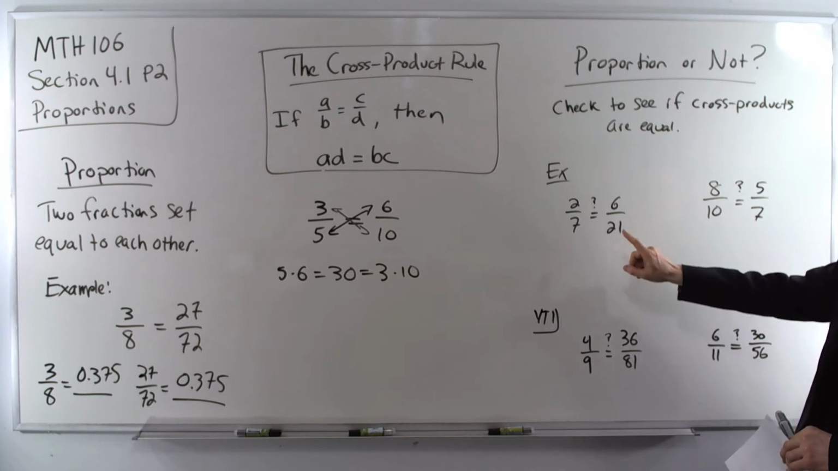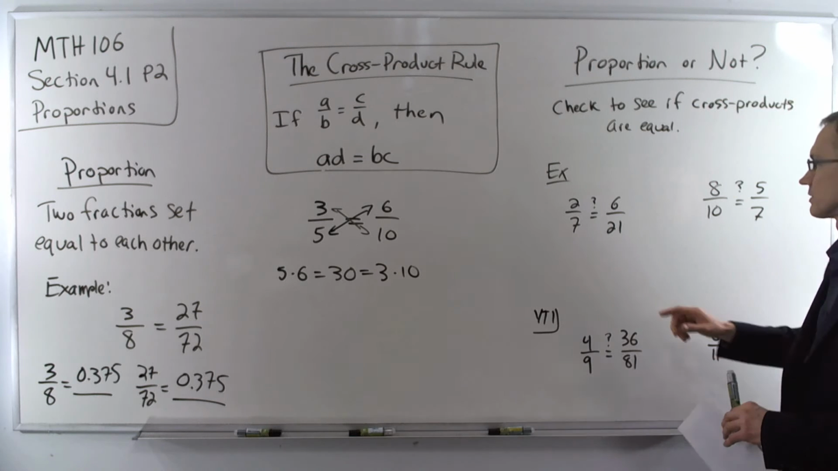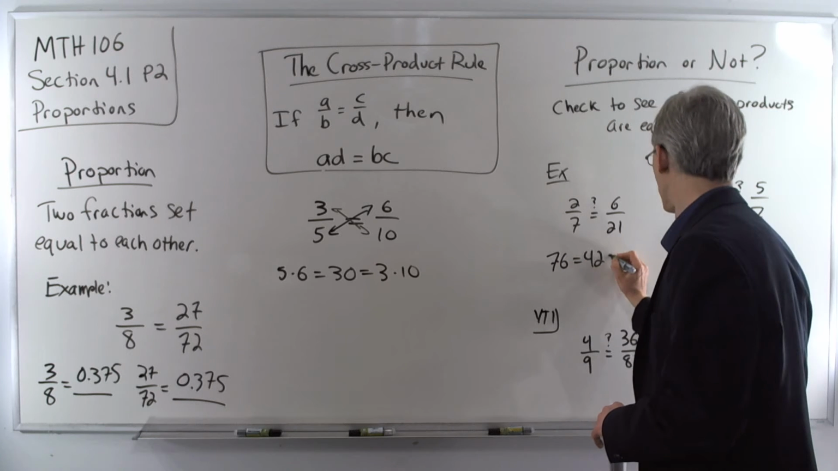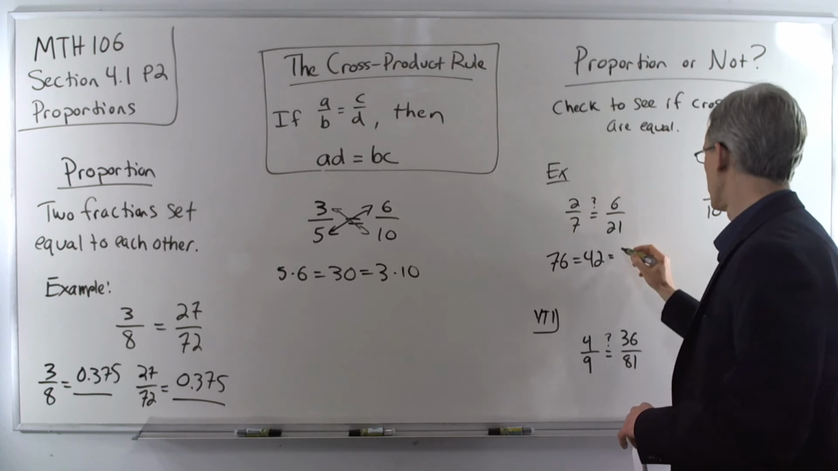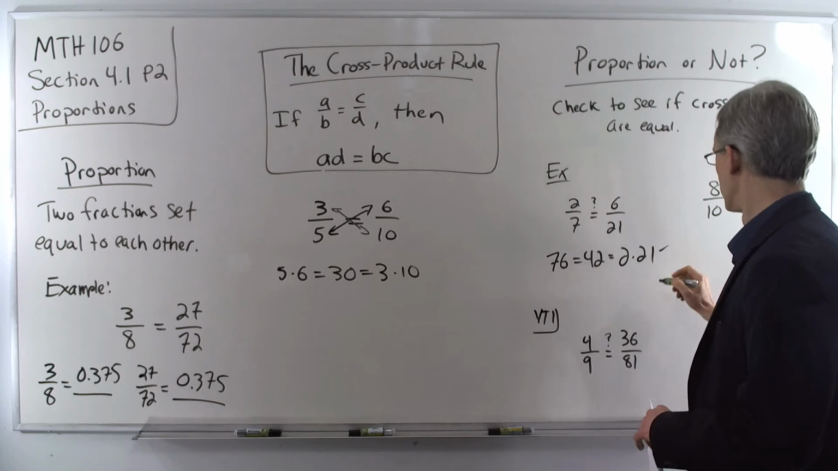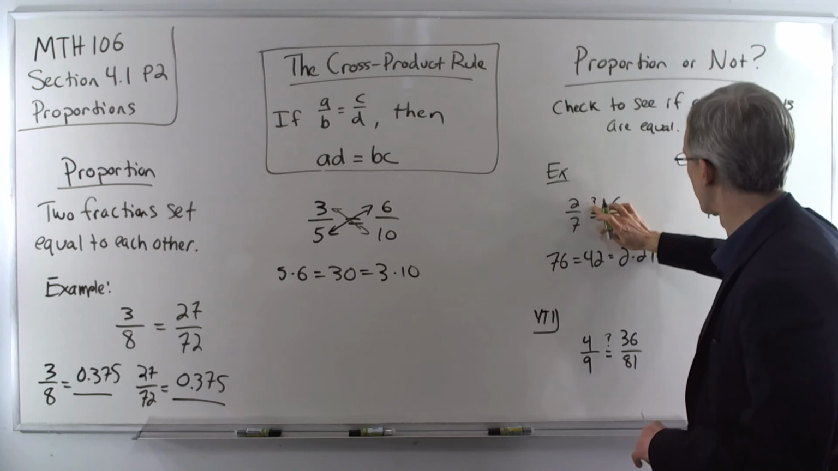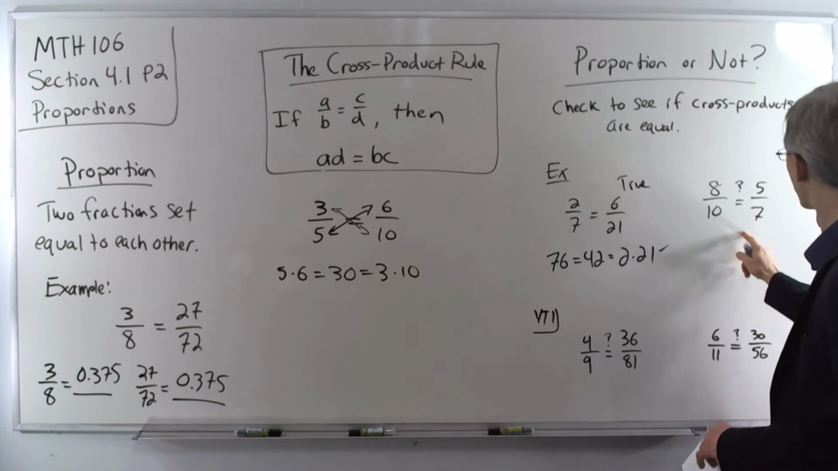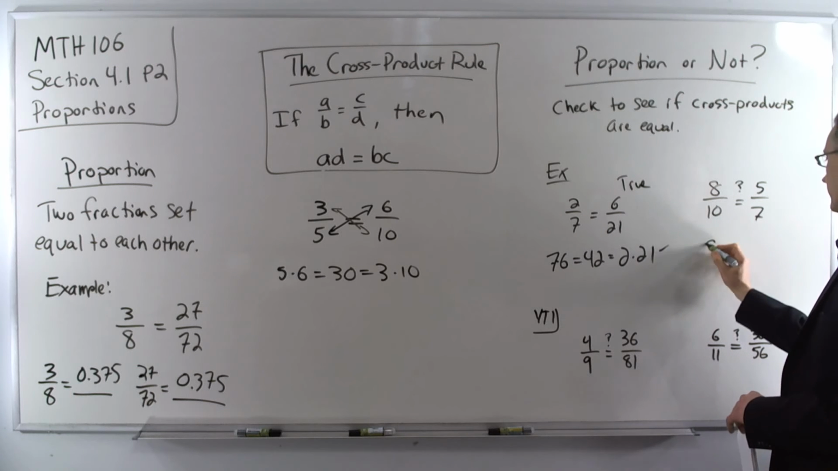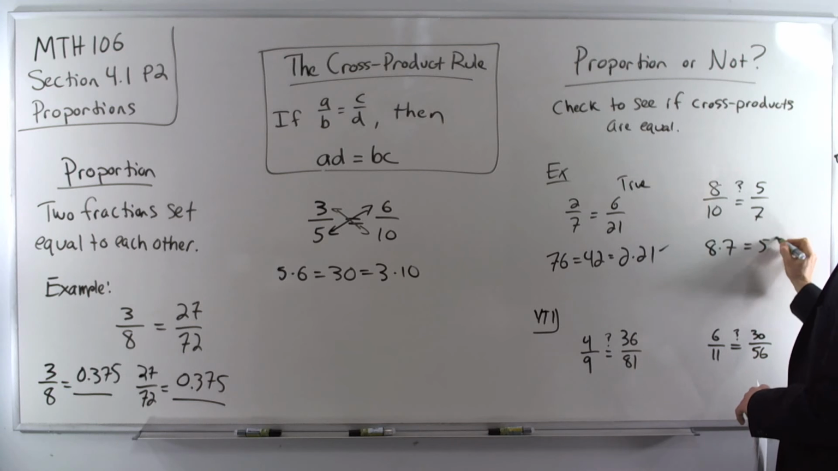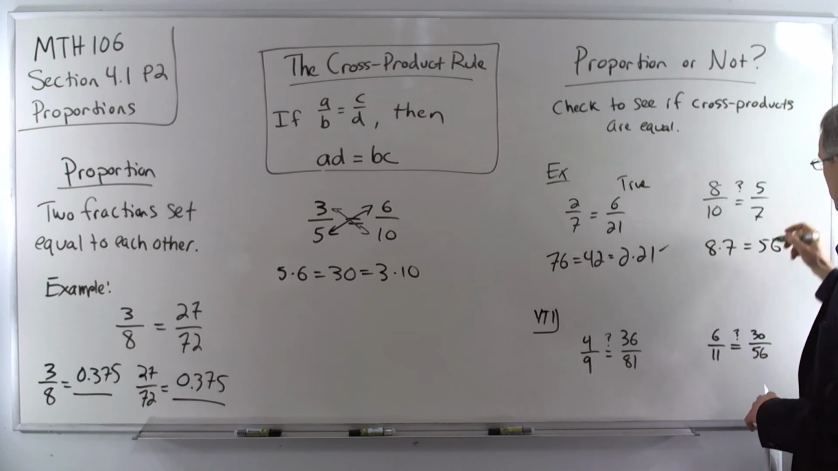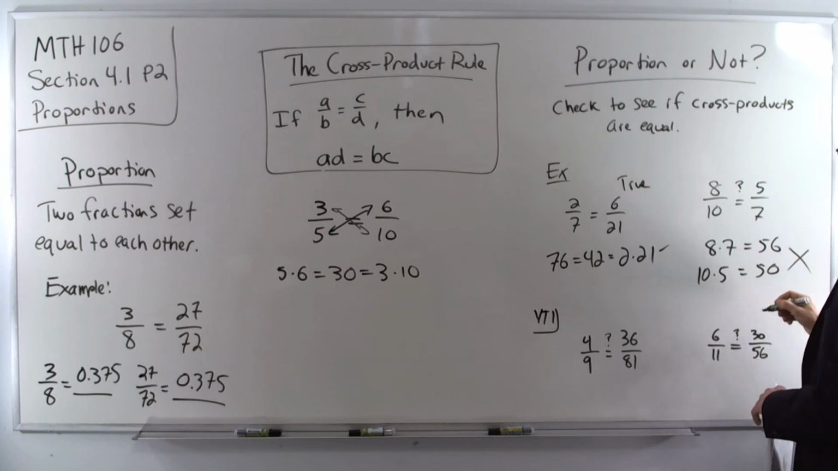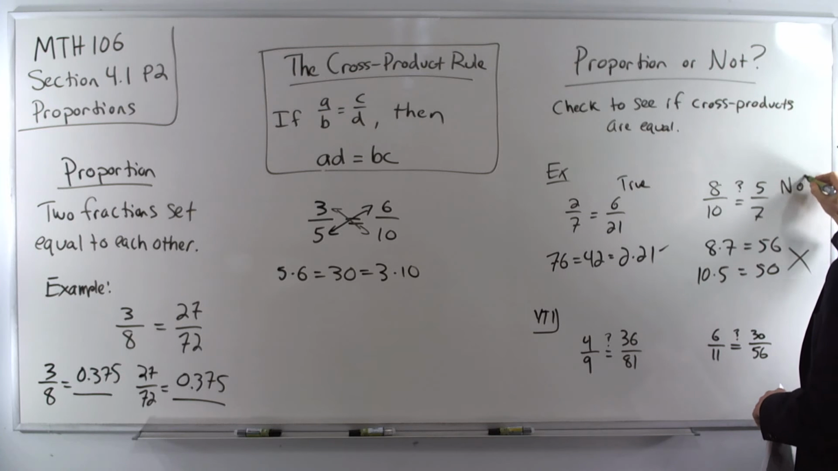All right, now I've got an example here. One of these is true and one is not. So let's do the cross product. We got 7 times 6. That is 42. And then the other way, we have 2 times 21. And that checks. They're both equal to 42, so that is a true proportion. But for this one, we got 8 times 7, which is 56, and the other way, 10 times 5, is 50. So those do not equal, not a proportion.